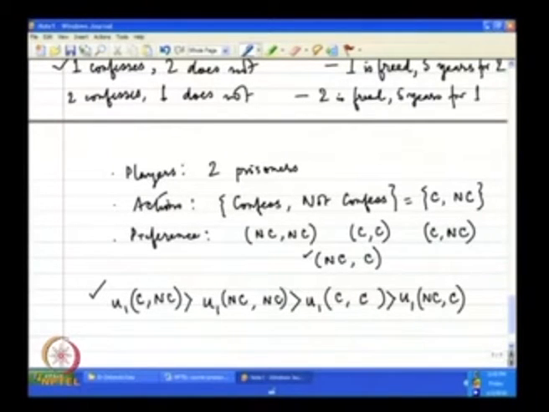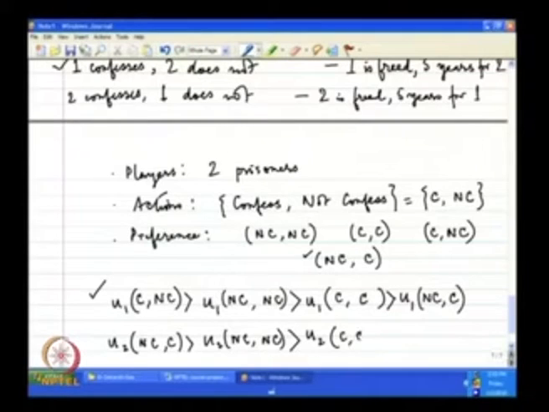What about the second player? It will be the opposite, not exactly opposite, but nearly. For the second player, the best is that he is freed and the first player goes to jail, because if he is freed, automatically the first player goes to jail for 5 years. So here the second player is confessing, but the first player does not, NCC. Similarly, the second best is both of them are not confessing and going to jail for 1 year. Third best is that both of them are confessing, going to jail for 3 years.